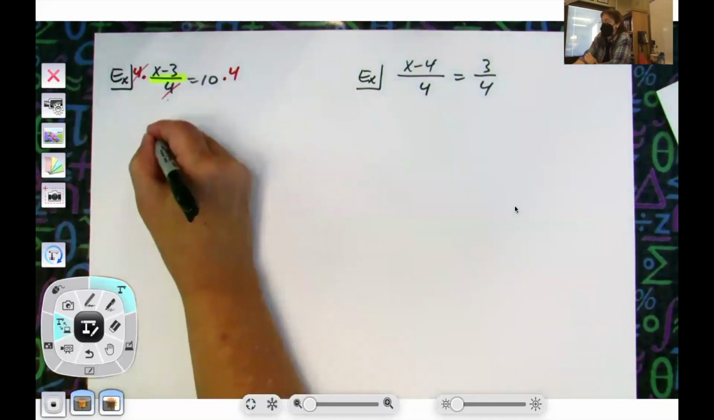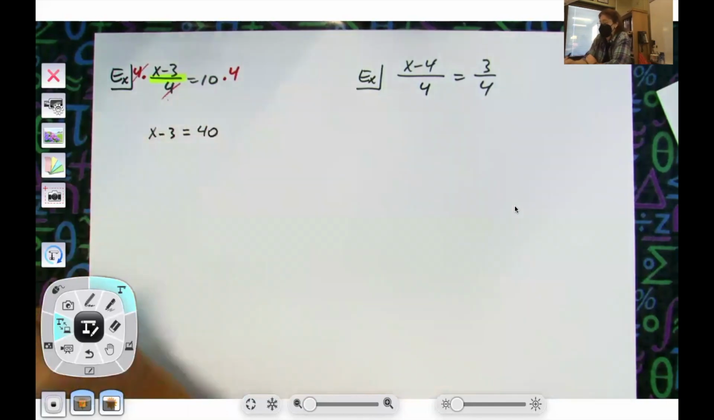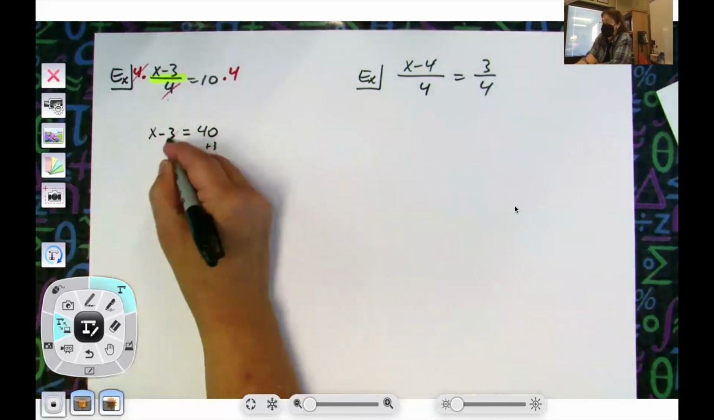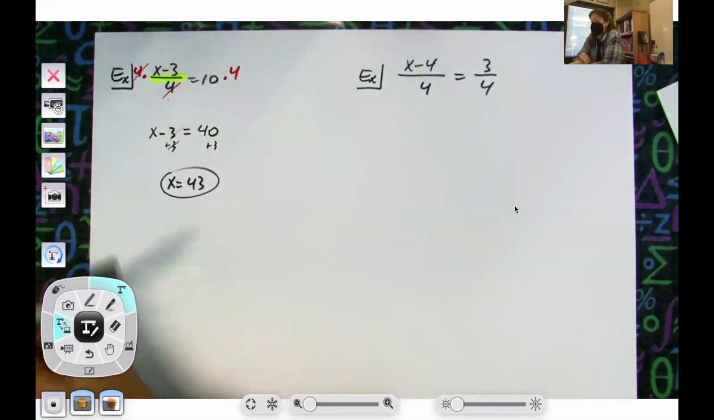So x minus 3, 4 times 10 is 40. Add 3 to both sides, 43. But I did want to throw that in there, because if you always think, oh, I've got to add or subtract and then multiply or divide, it's not always the case. That would be an exception to that rule.